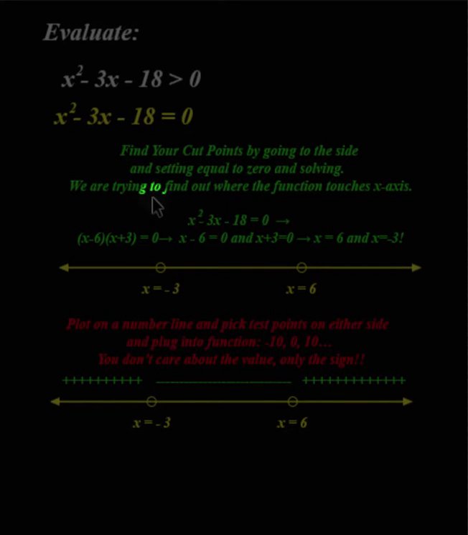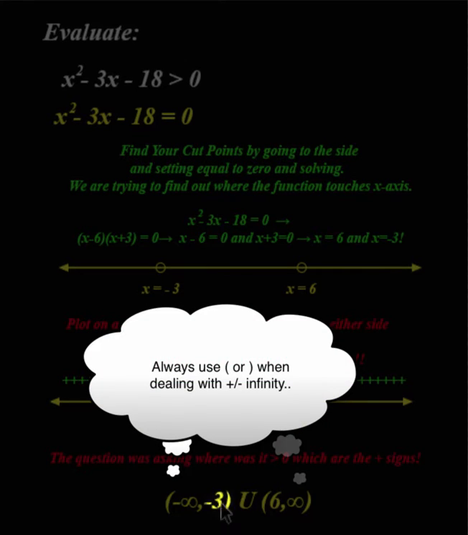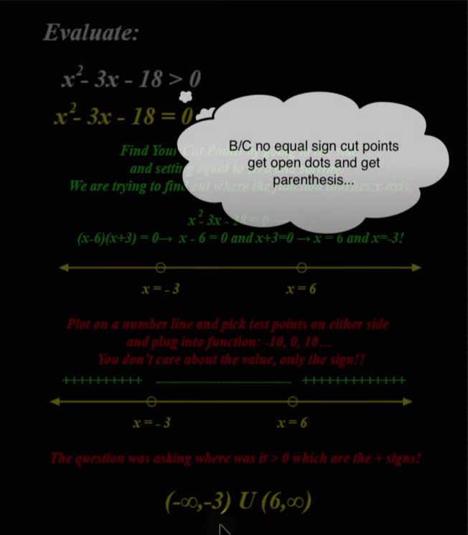Well, if you remember, the question was asking where it is greater than 0, which are the plus signs here and here. And if we look for the plus signs and we use our domain rules, the infinite values always get parentheses, and so do these negative 3 and 6 values because they're not included. They're open dots, not closed dots.